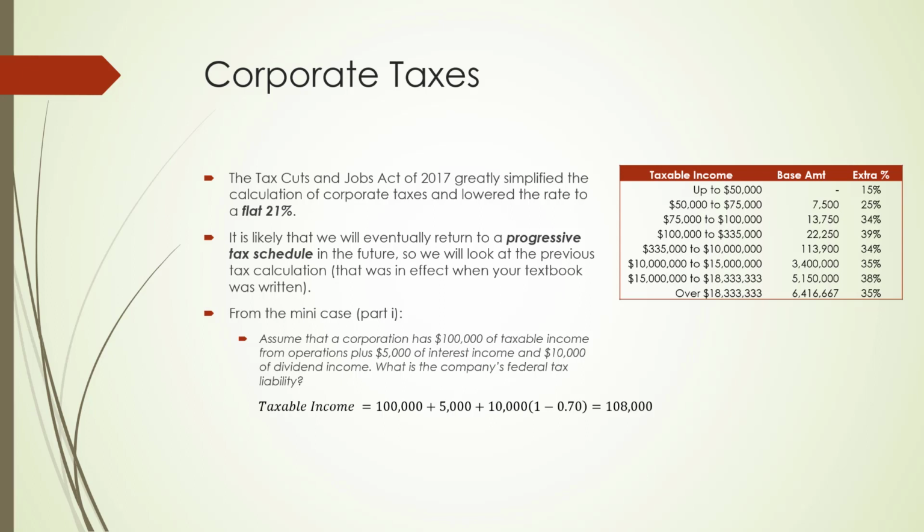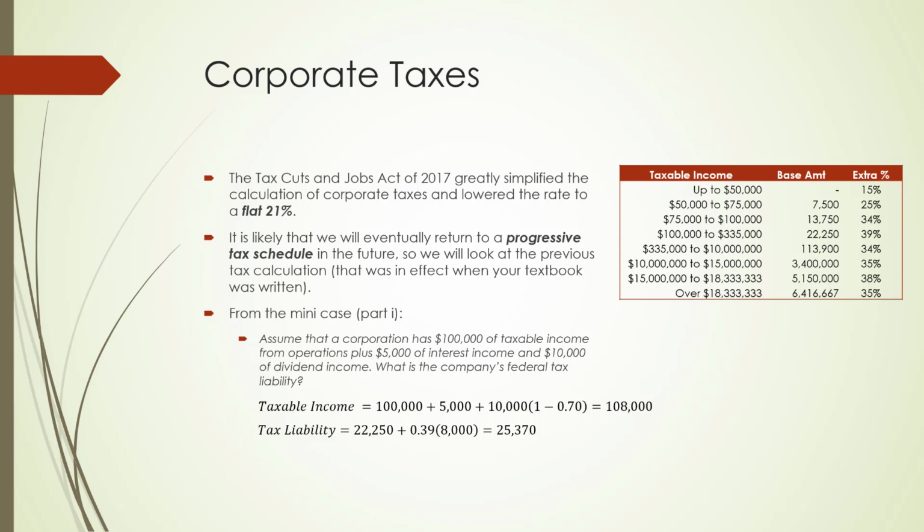$108,000. Now, if we go to the tax table, we see the $108,000 falls into that range of $100,000 to $335,000. So that means they're going to pay $22,250 on the first $100,000 and then 39% on everything over that up to $335,000. So they're going to pay $22,250 plus 39% of the additional $8,000, and that gives us a tax liability of $25,370.